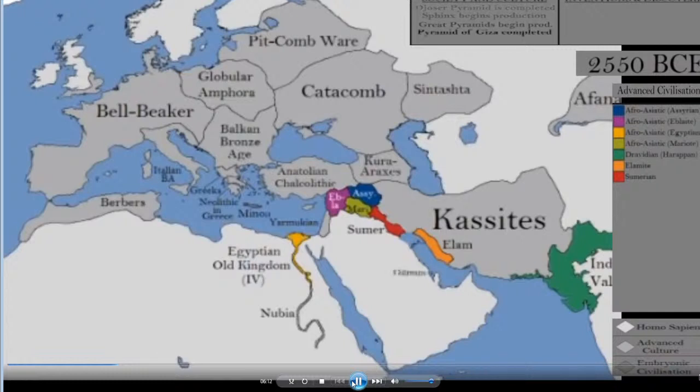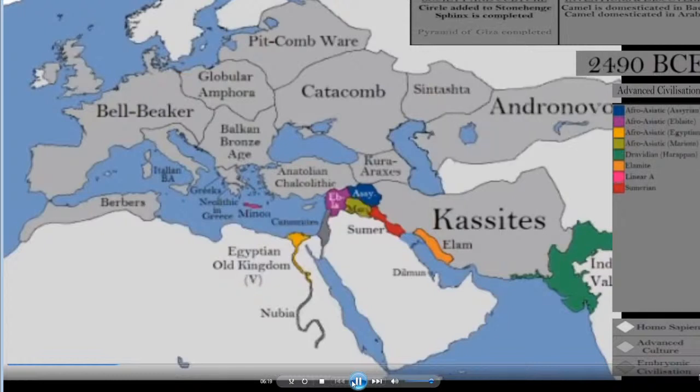Pyramid Sphinx begins production. Pyramid of Giza completed, 2530. So that's 4,500 years ago. Circle added to Stonehenge. Sphinx is completed. After the pyramid, which pyramid? Religious statues in Mari.